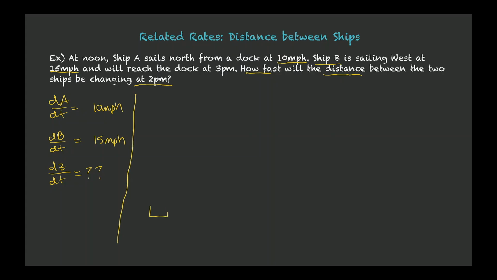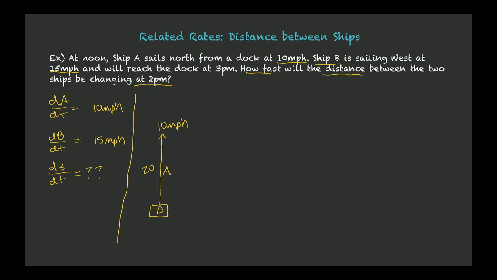So we have a dock. I'm going to label that D. And then ship A sails north from the dock. It leaves at noon, and it's going 10 miles per hour. So at 2 p.m., how far along north will it have gone? Well, 2 times 10 miles per hour is 20 miles. So it would have gone 20 miles. But this side is still changing, so we want to put a variable there. I'll call it A.